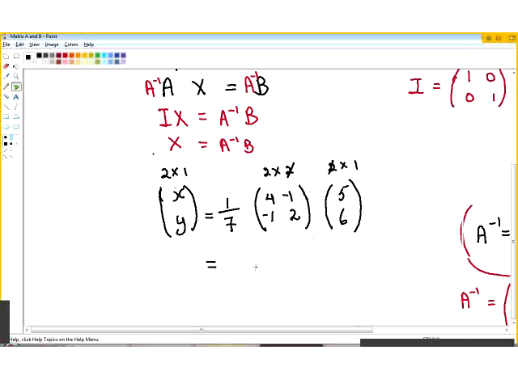Row by column. 4 is going to be 4 by 5 minus, well, we could say plus the minus 1 by 6, and then we go minus 1 by 5 plus the 2 by 6. And remember, this is going to represent my X and Y. Now what we're leaving out, remember that 1/7 is in front there. So it's going to be 1/7.